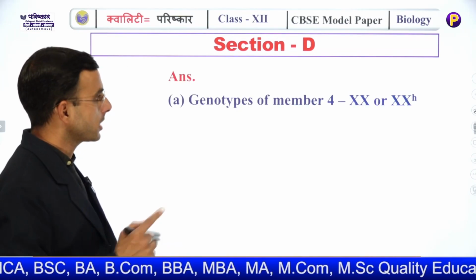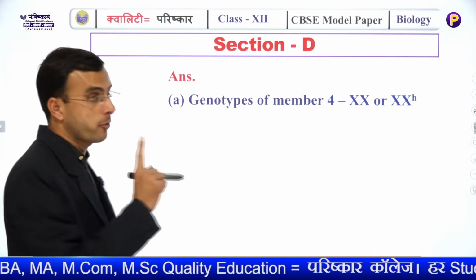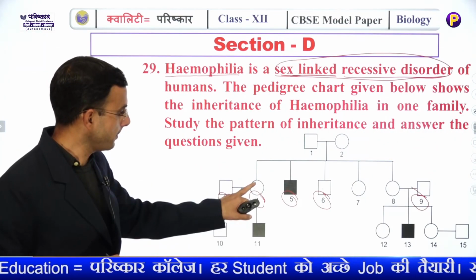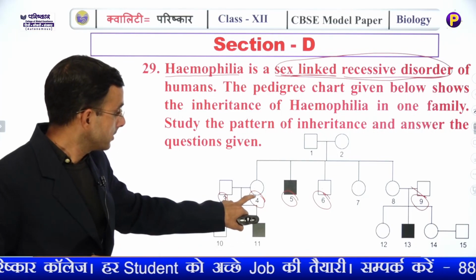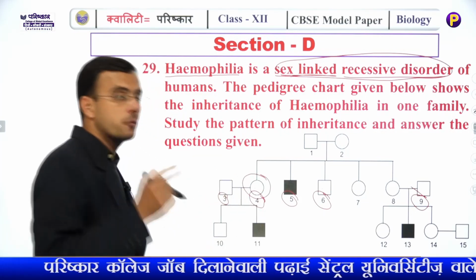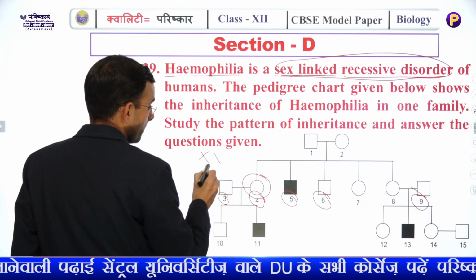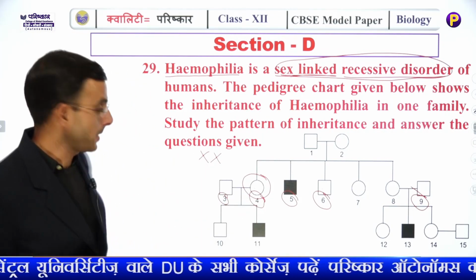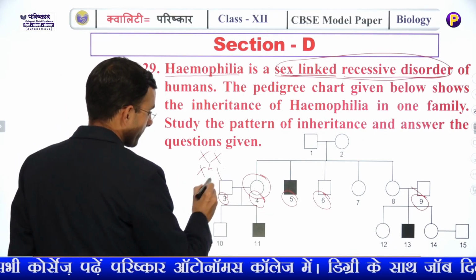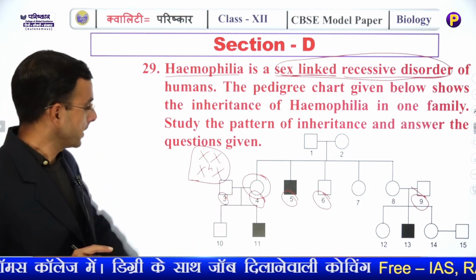First, the genotype of member 4. Member 4 is a female. Go back to this one: when this one is a female, she may be normal, because this is the normal expression, or on the other side she may be a carrier. So this is the genotypic expression of the fourth one.